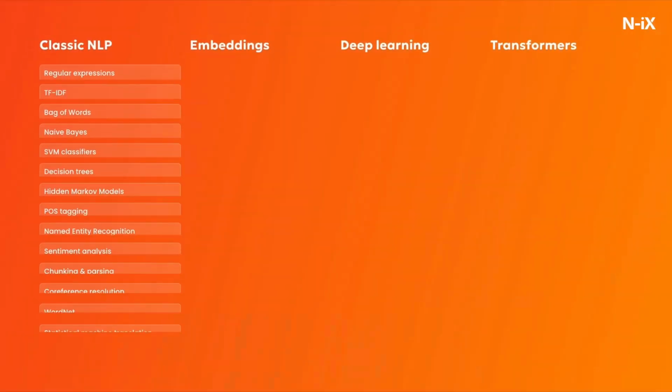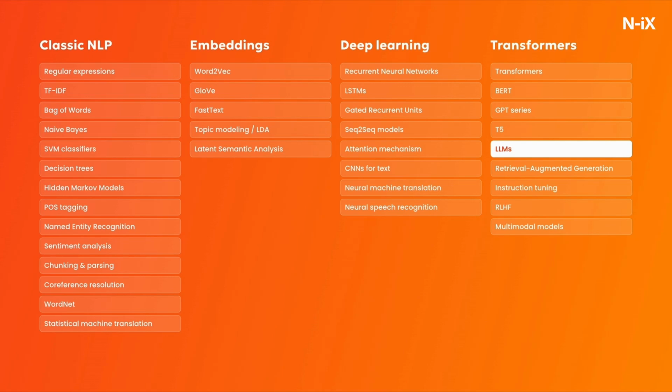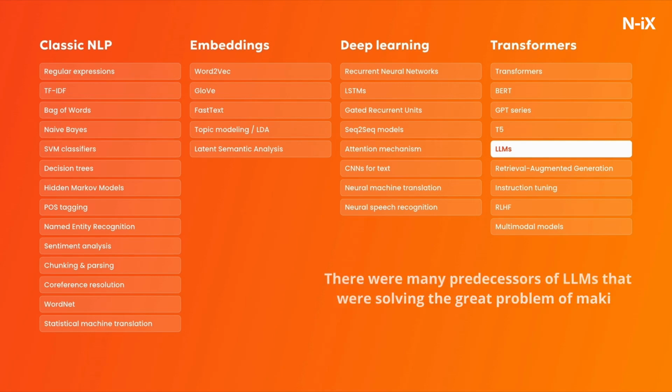There are many other technologies under the umbrella of NLP, but except for very specific use cases, they proved to be stepping stones towards LLMs. They competed with LLMs to solve the general problem of making machines understand and generate human language and lost.